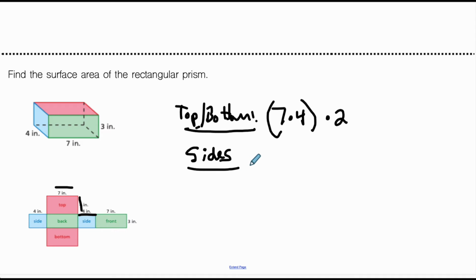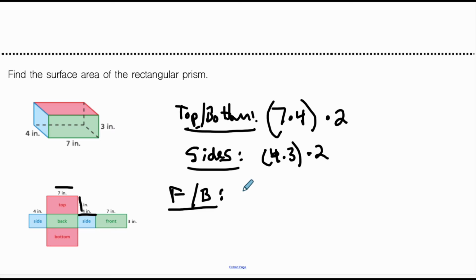The sides are these blue ones, 4 by 3, and there's 2 of them, so we have to double that as well. So it's 12 times 2. We're doubling that. And then we also have the front and the back, which in this image are green. I'm going to call that F/B, front/back.